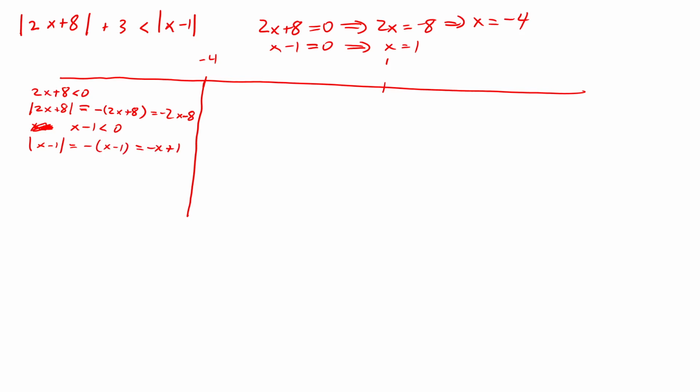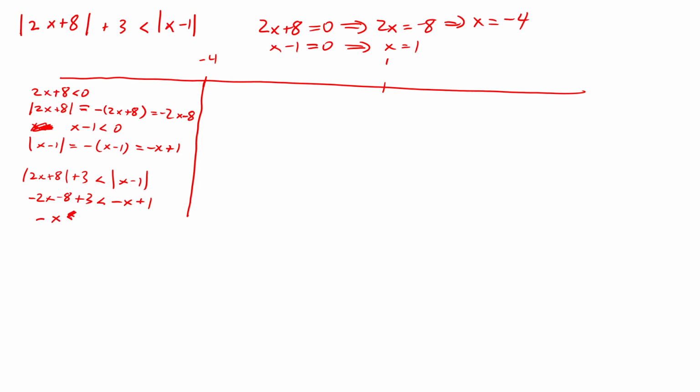So now when we go to solve the inequality absolute value of 2x plus 8, plus 3, less than absolute value of x minus 1, what we're really doing is solving the inequality -2x minus 8 plus 3 is less than -x plus 1. Now this is only true in this interval, but it is true for all values of x in this interval.